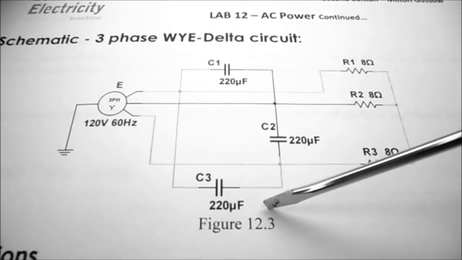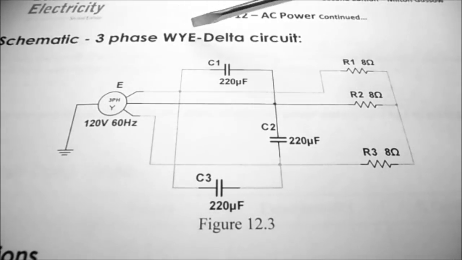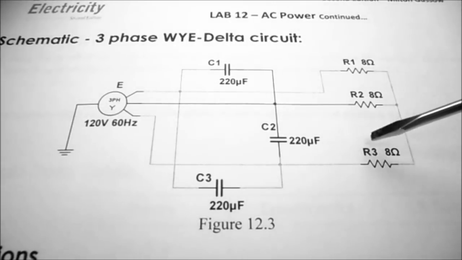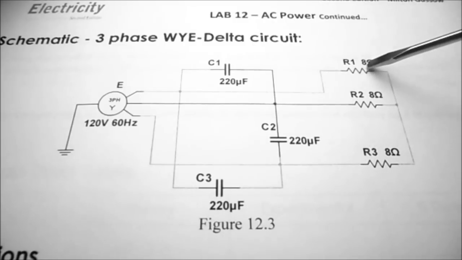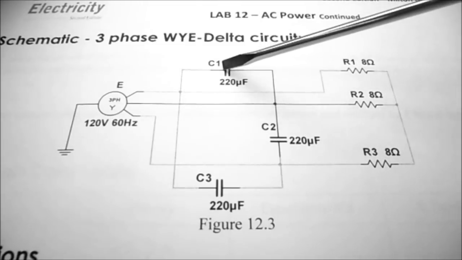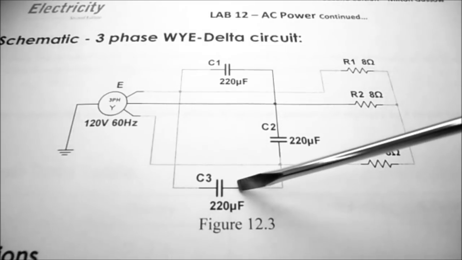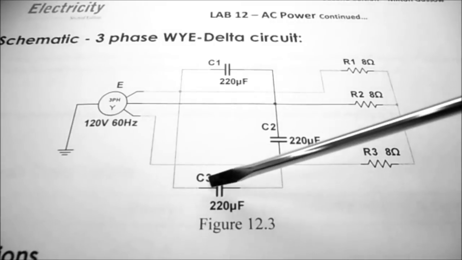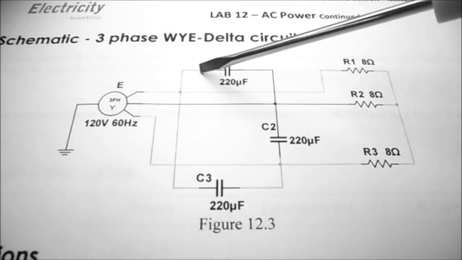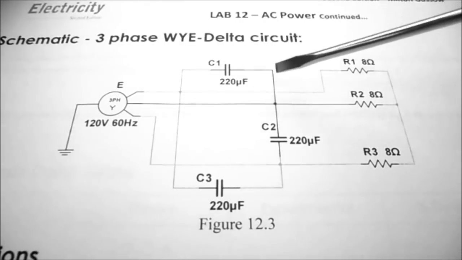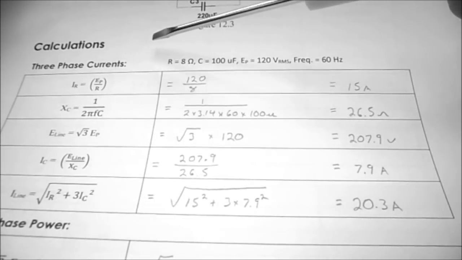So this is figure 12.3, the three-phase Y-delta circuit. Looking at it, the three resistors have a common point, so the three resistors make up the Y circuit. When you look at the capacitors, you can see this capacitor joins this capacitor at this point. The next capacitor joins the next capacitor at this point. And the capacitor comes back and joins the first capacitor at this point. So this makes up the delta part of the circuit. Once again, I've given you a page for calculations.